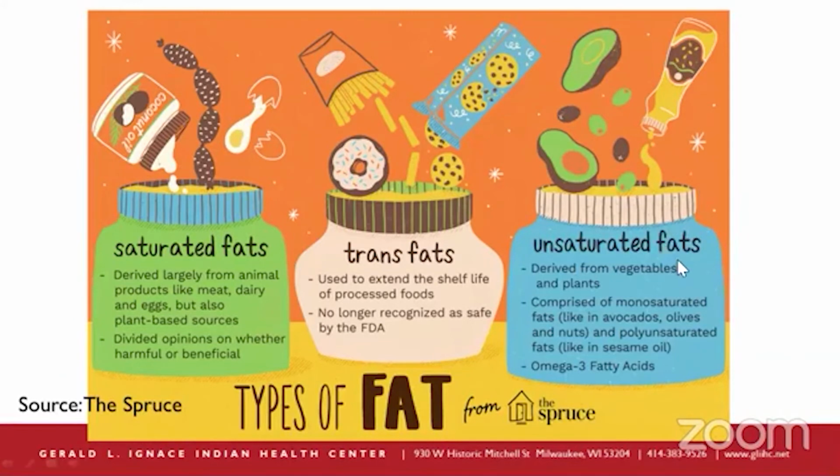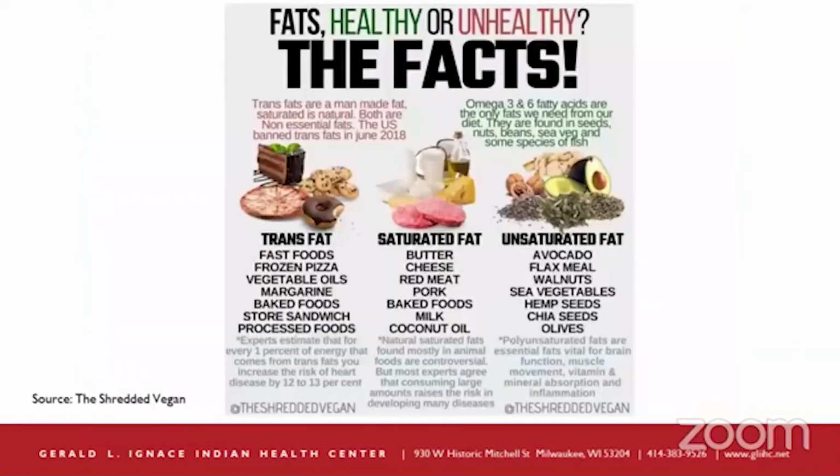And then we have unsaturated fats, and these are often liquid at room temperature. And these are derived from vegetables and plants, and they're comprised of monounsaturated fats like avocados, olives, and nuts, and polyunsaturated fats like in sesame oil, as well as omega-3 fatty acids, which are found in foods like salmon. And these fats generally contain the HDL, or the high density lipoprotein, or the good cholesterol, or they help improve our good cholesterol.